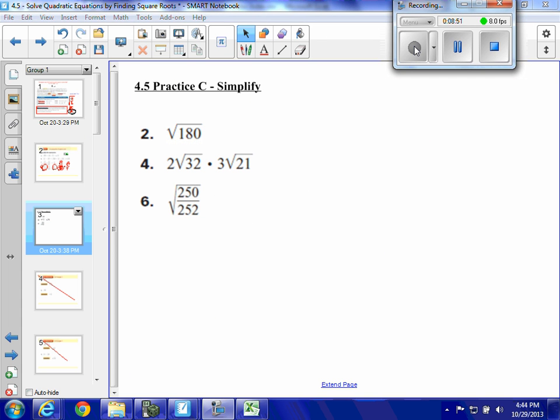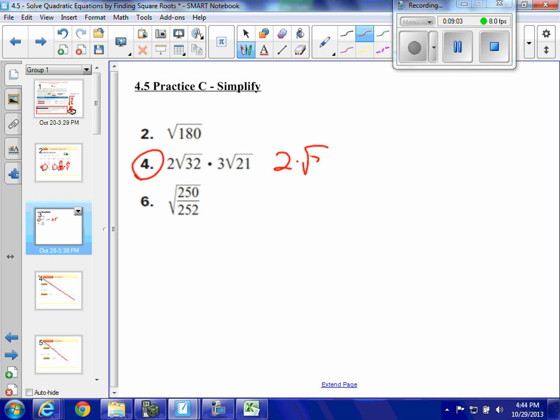So here are some problems from practice C. Let's just tackle one of them. Let's tackle this one. Let's look at it carefully. This is saying 2 times radical 32 times 3 times radical 21. We can remove the multiplication signs between the 2 and the radical 32 and the 3 and the radical 21, but it's the same thing. And since multiplication is commutative, I can change this to 2 times 3 times radical 32 times radical 21.